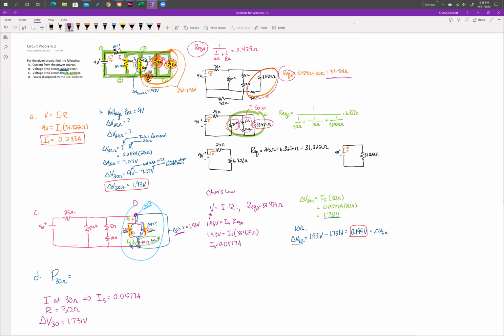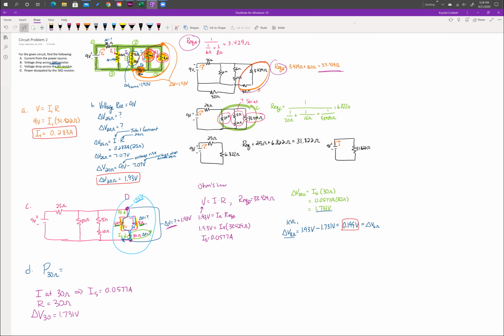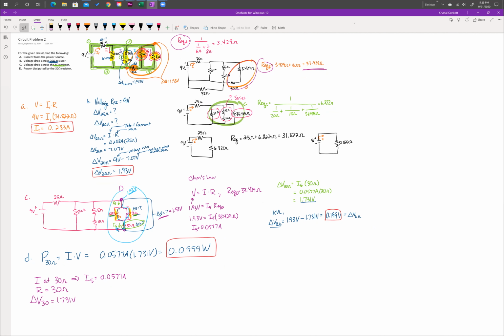So there's a few paths we can take by calculating the power at the 30 ohm resistor. You can use any one of the equations that we've used in class. And so I'm going to choose the easiest one of just doing I times V. So I'm going to have 0.0577 amps times 1.731 volts. And I get a power of 0.0999 watts.